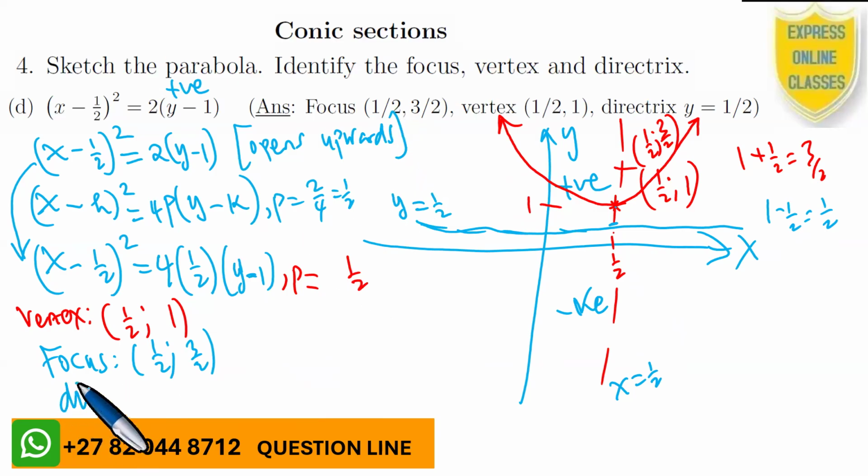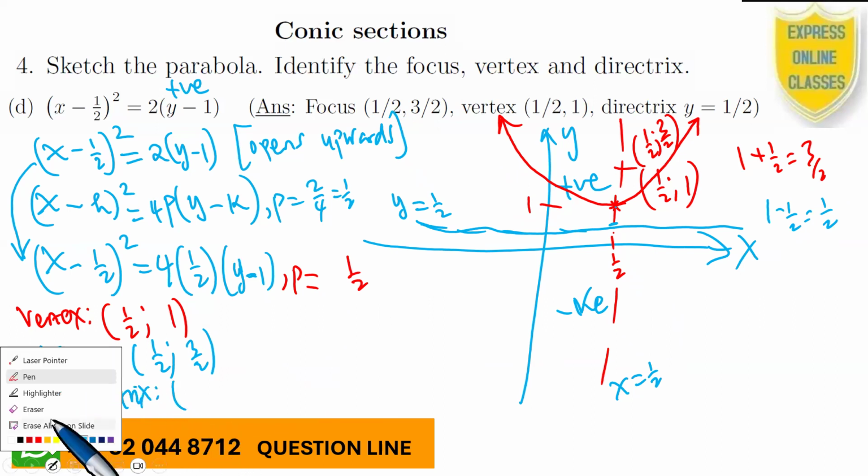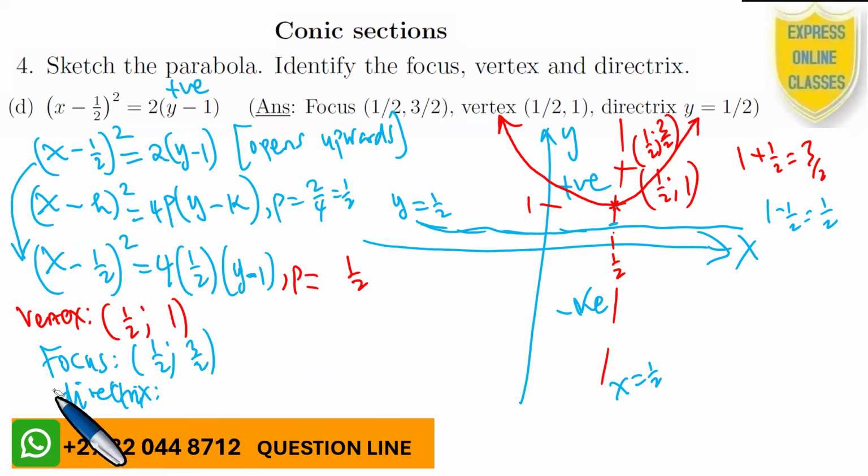The directrix. Right, the directrix is going to occur at y equals 1/2. How do we know y equals 1/2? We always go one unit above the vertex and one unit below the vertex, according to P, because P is 1/2. So you go 1/2 up and then 1/2 down.